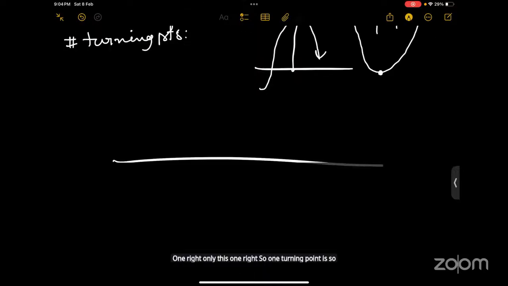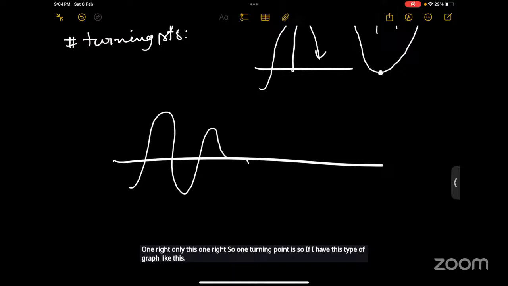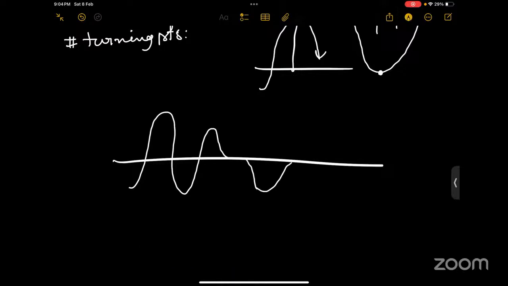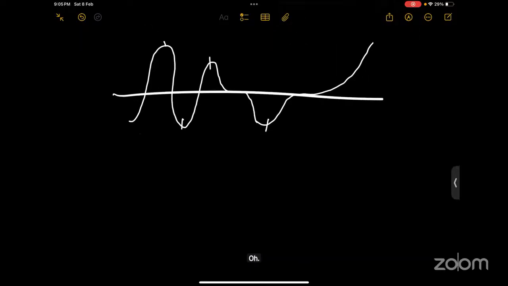So if I have this type of graph like this, then the number of turning points is 4. 1, 2, 3, and 4, right? Okay, so it is now clear.